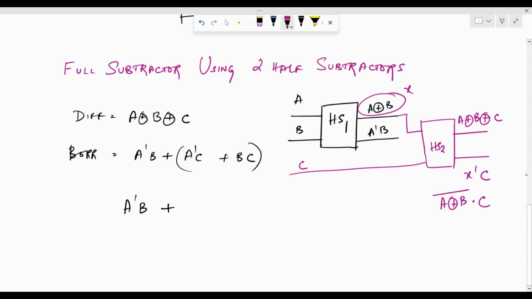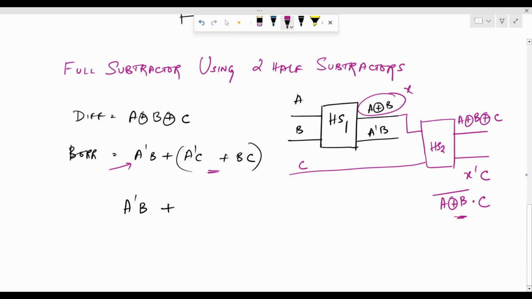Now, there is this term A dash B, which is also there. So we have to combine the borrow coming out from HS2 and the borrow coming out from HS1 in such a way that we get this particular expression. So if we observe, we already have A dash B here coming, so we'll keep it intact. We have to manipulate the rest of the expression so that we get something similar to this.